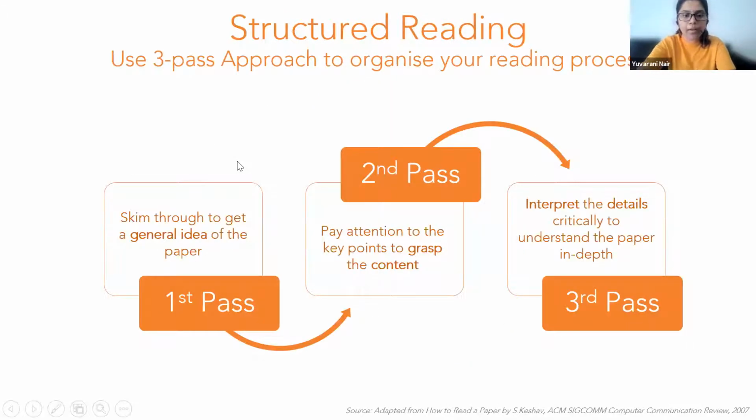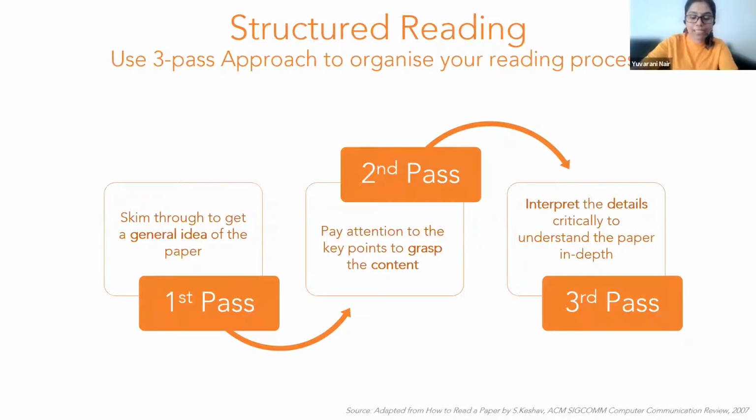A study by a researcher from the University of Waterloo suggested organizing reading flow into three passes. During the first pass, what a reader generally does is usually skim through the entire paper.